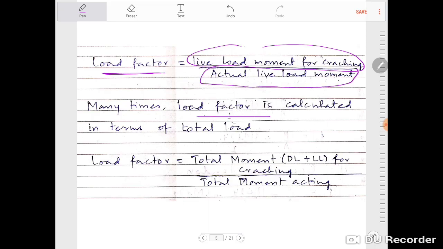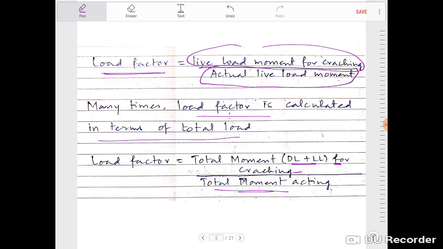Many times the load factor is calculated in terms of total load also. So the total moment, that is dead load and live load, which is required for cracking, divided by the total moment that is acting on the beam, right? So we are going to consider dead load plus live load also, and that is again divided by the total moment that is basically acting.